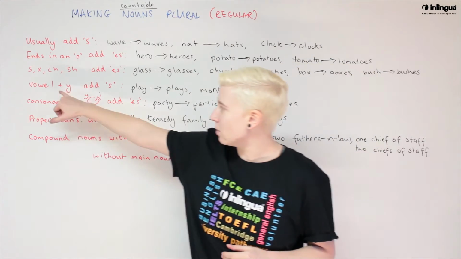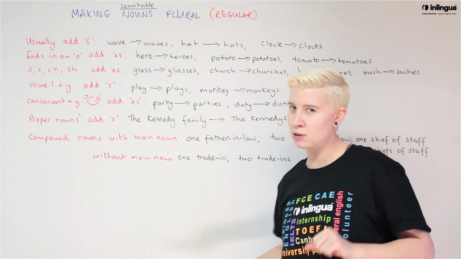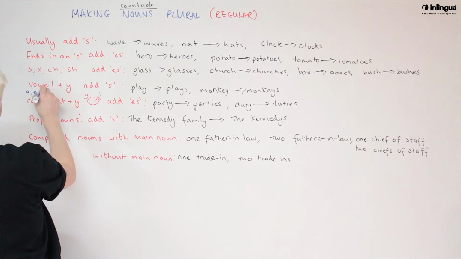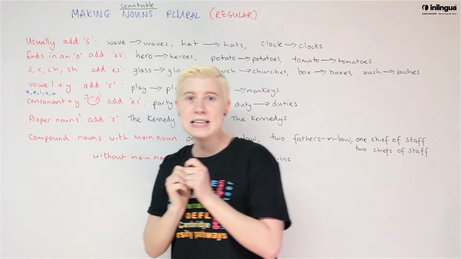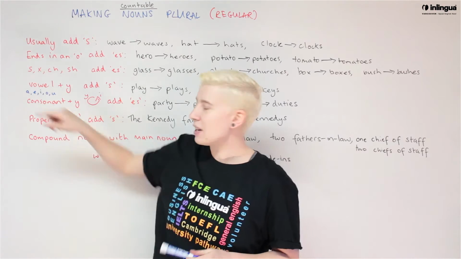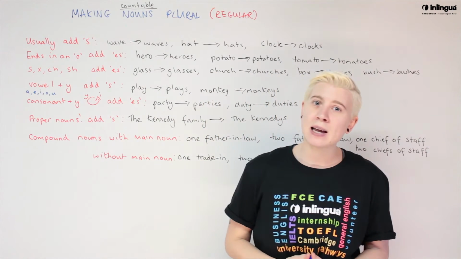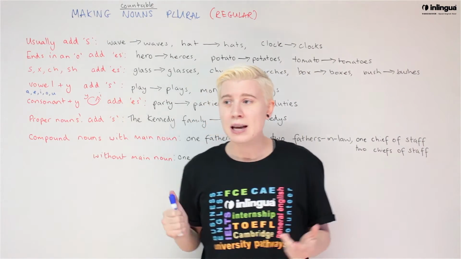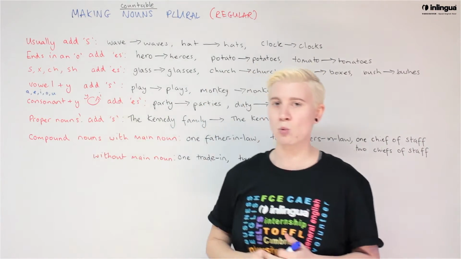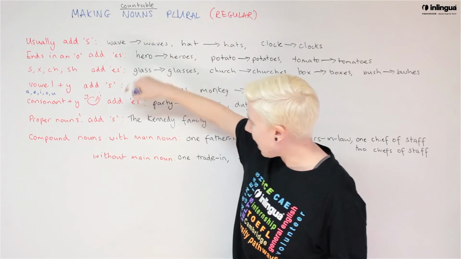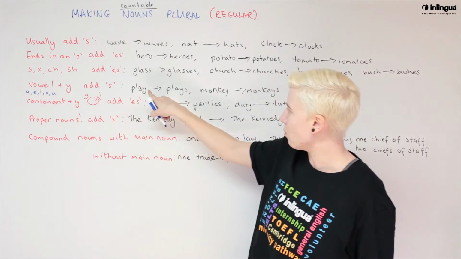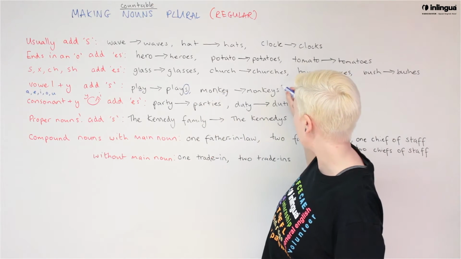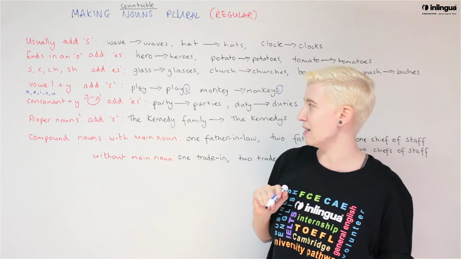If you have a vowel and a Y, what is a vowel? Do you know? Vowels are A, E, I, O, U. These are the letters that we use most often in English. They are the letters that if you are playing hangman, you should start with. If your word has a vowel and a Y at the end, so you've got play, A is a vowel, AY becomes plays, you can just add your S. Monkey, EY, becomes monkeys. Just an S, nice and easy.